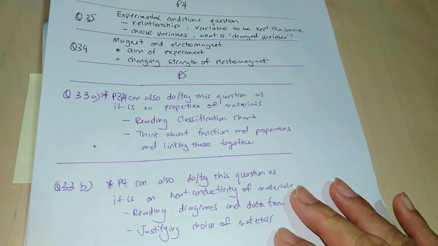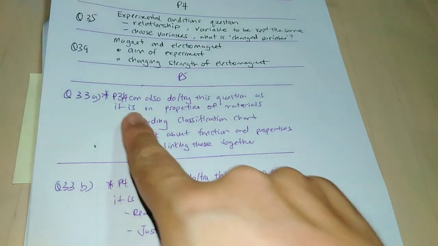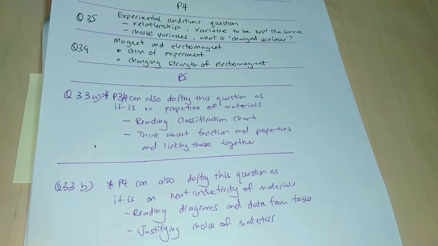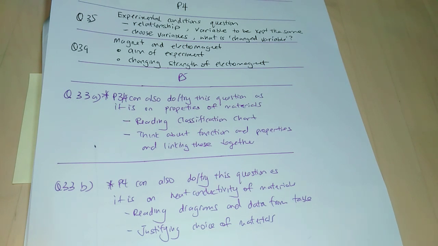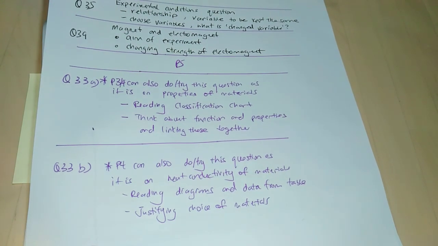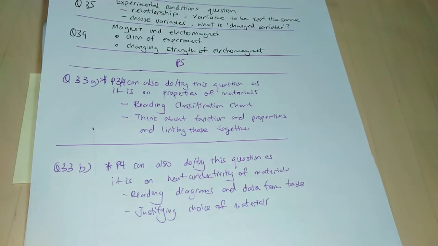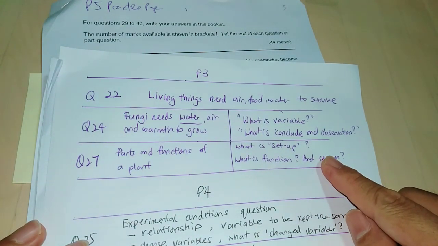And for Primary 5, we'll be looking at questions 33A and 33B. Take note that P3 and P4 can also look at these questions in a third video. Try this question because it is on properties of materials, which the Primary 3s learn in term 3 this year. And for the P4s, they can do 33B because that is on heat conductivity of materials, on how to read diagrams and data from tables and how to justify choice of materials. So, this set of questions is useful for all P3, P4 and P5s.